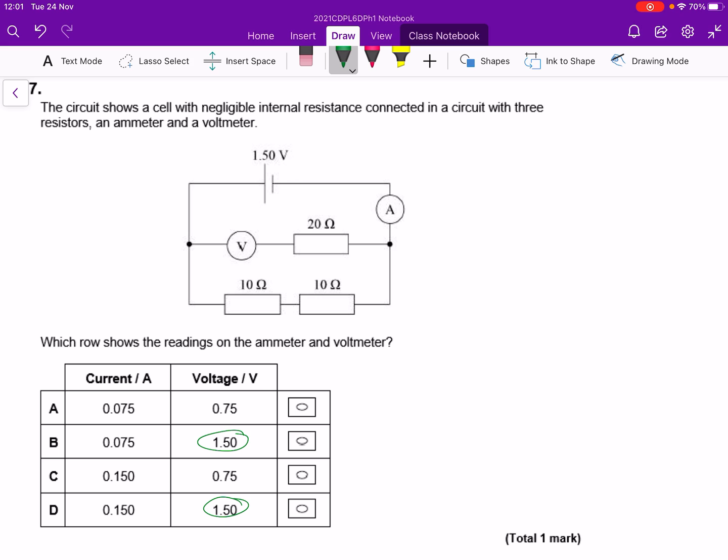Do I? No? The current through this section right here, you can see me getting stuck. I hope you enjoy that. The current through here is going to be negligible, right? We can basically say 0 amps because the voltmeter's got such a high resistance that there's basically no current flowing through here. So let's just work out the current through the bottom section of the circuit. I equals V over R, 1.5 over the combined resistance of 20. That's going to be 0.075 amps. So therefore, the correct answer will be B. So 7 will be B.